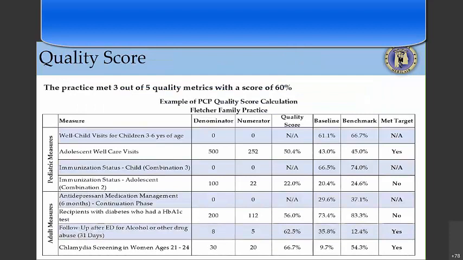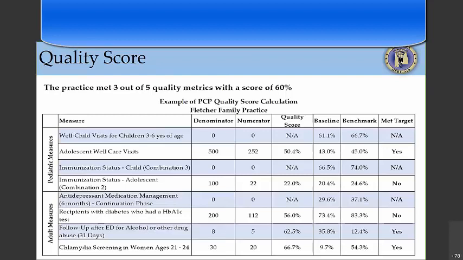Quality scoring. Let's walk through an example with the Fletcher family practice. The practice met the benchmark target for 3 out of 5 quality metrics with a score of 60%. This practice sees children and adults. There are 8 measures in which they have the opportunity to meet the target.